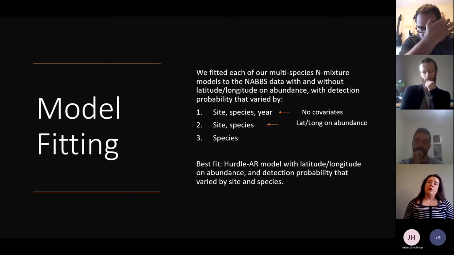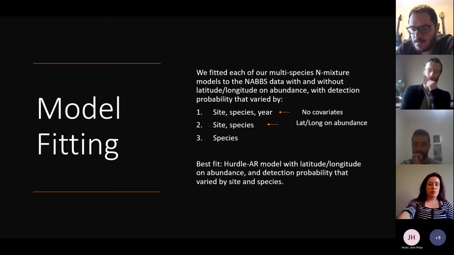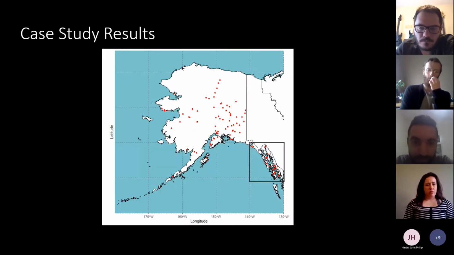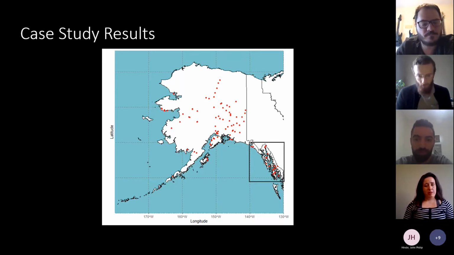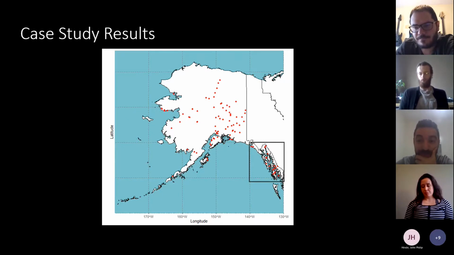So that is the model that we went on and looked at the results for, and that's the one that I'm going to show you here. Like I said, we were pretty interested in the bald eagle in particular, so it's the results for the bald eagle that I'm going to show you here. But you could look at any number of species. You could spend ages looking at all these different species.